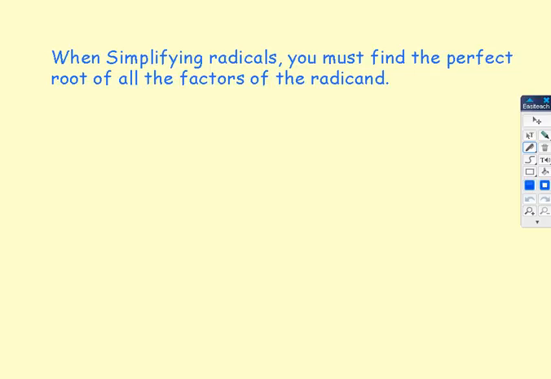When simplifying radicals, what you're trying to do is find the perfect root of all the factors of the radicand. I'm sure radicand's a word you haven't heard, but that just means the number inside the radical. So we have to find the perfect root of all the factors in the radicand.